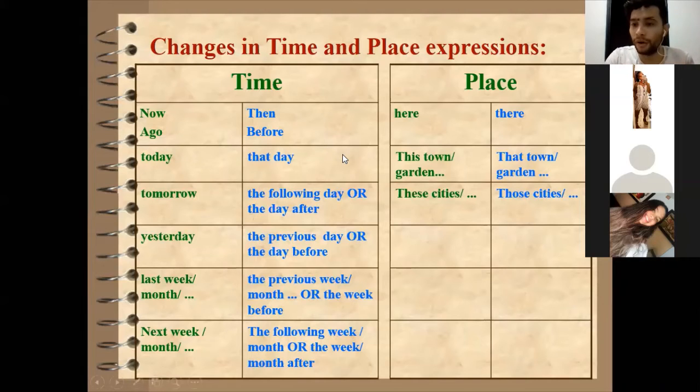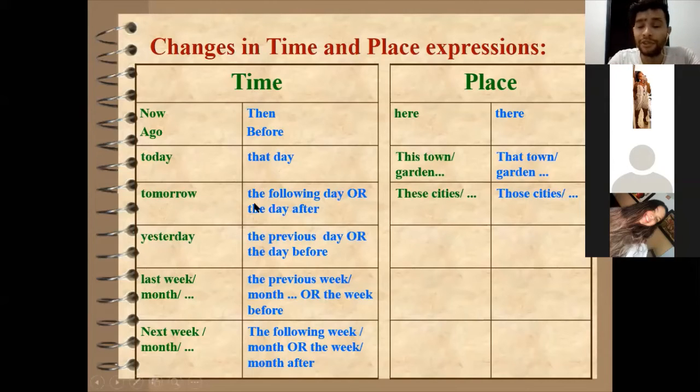Ago becomes before. For example, I watched a movie 2 days ago. Johan said he watched a movie, or he had watched a movie 2 days before. Ago becomes before in the reported speech. Today becomes that day. I have to study today. Johan said that he had to study that day. That day. There you go.